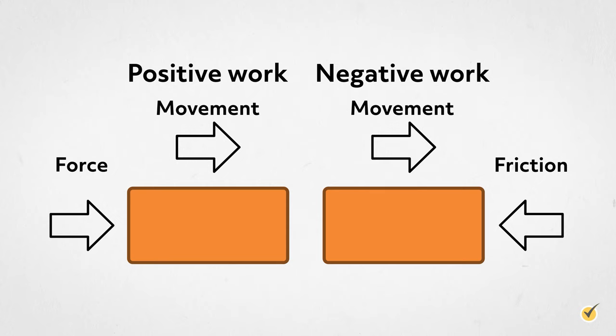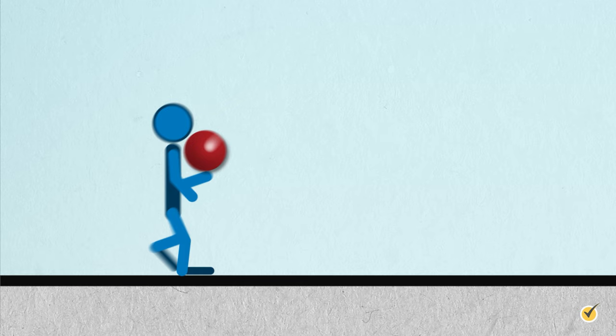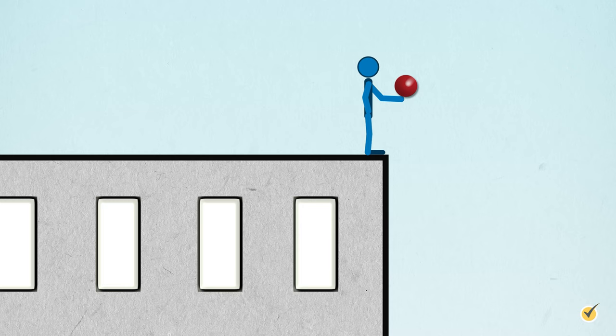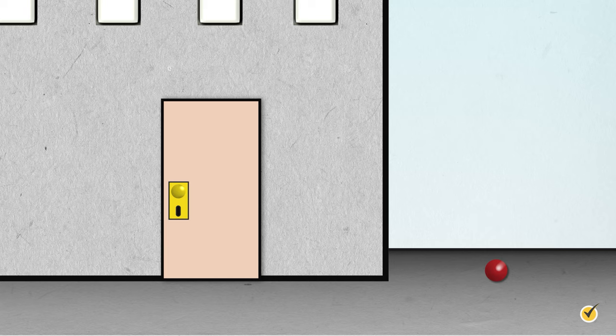Let's think about an example using the work-energy theorem. Imagine you're standing at the top of a building and you're holding a ball over the edge. While you are holding the ball over the edge, it is at rest. If you let it go, it will be in free fall until it reaches the ground and is at rest again. There are several questions we need to ask here. Are there any forces at work here? If so, what are they? Is work being done when you drop the ball? Does the amount of work change as the ball falls to the ground?